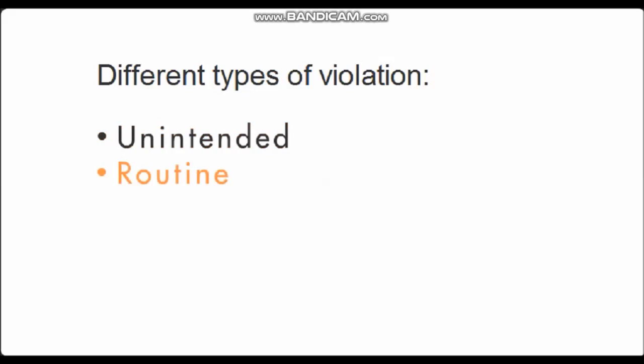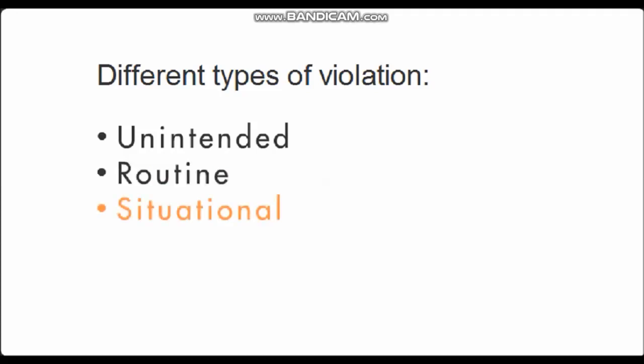Just like different types of errors, we also distinguish different types of violation. Unintended violations, where people either aren't aware there's a rule or procedure, or because it's so complicated that people don't really understand it. Routine violations. Everyone does it like that. It's the accepted practice.